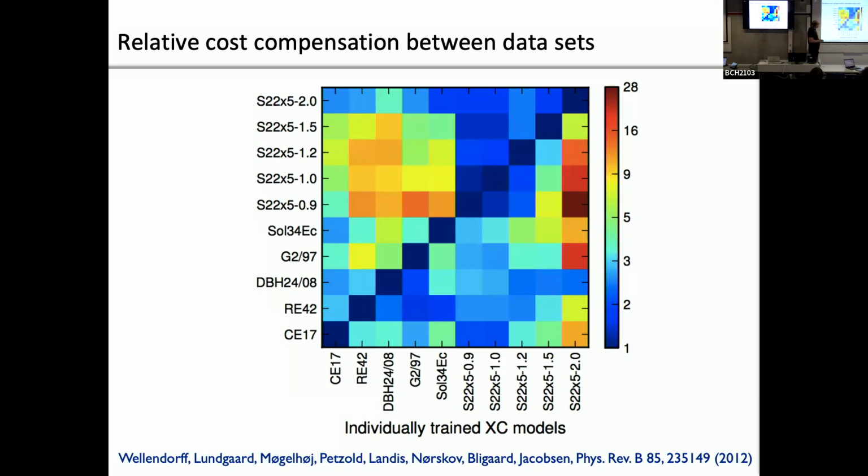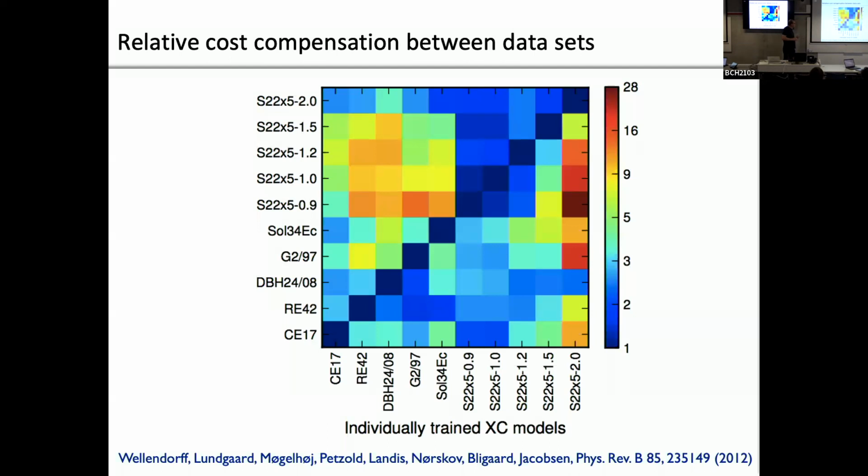You can see everything is quite uncorrelated, except if you fit to the S22 database at 0.9 times the van der Waals distance, it's very correlated to what we get at 1.0 times the van der Waals distance. So those two databases are quite correlated. Everything else is quite uncorrelated. So really, depending on what data you're fitting to, you would end up in very different functionals.